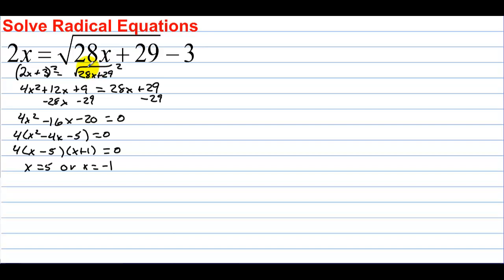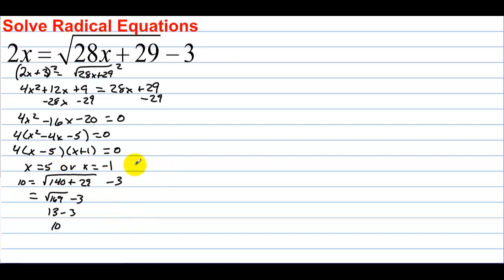Now let's try these. When we plug 5 in, we have 10 is equal to the square root of 140 plus 29 minus 3. That's going to be the square root of 169 minus 3. That's 13 minus 3. That's 10. So the 10 does equal 10. 5 works. How about the other side?